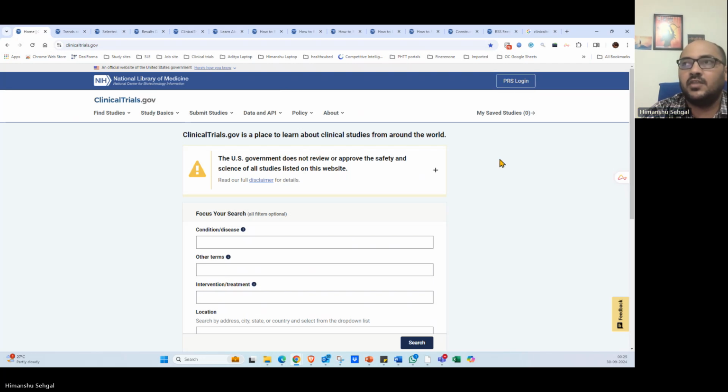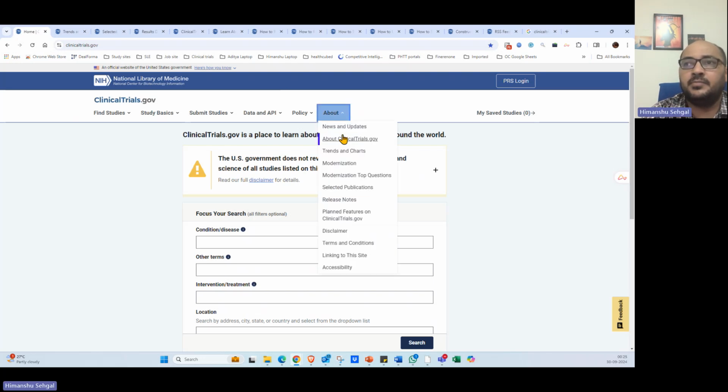So anyone can apply for it. There are certain terms and conditions and documentation which is required. But yeah, anyone can apply for this. That's how pharma companies get their trials added here. Now, if you go onto the About section, you'll find updates about ClinicalTrials.gov, trends, modernization, all this information.